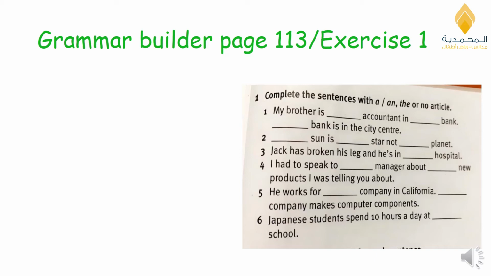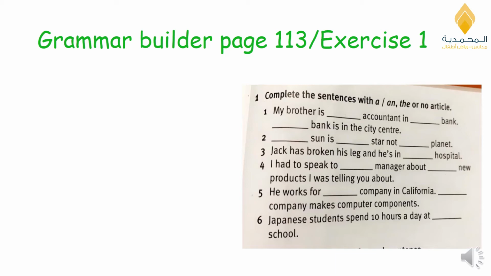Sentence number 1. My brother is a or an accountant, and for sure an, because we have a vowel. And why are we not using the? Because I'm mentioning someone's job in a bank, because I'm mentioning bank here for the first time. The second time I mention bank, I have to say the bank is in the city center.